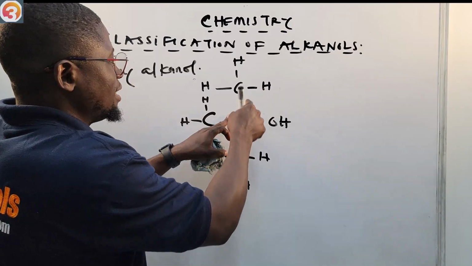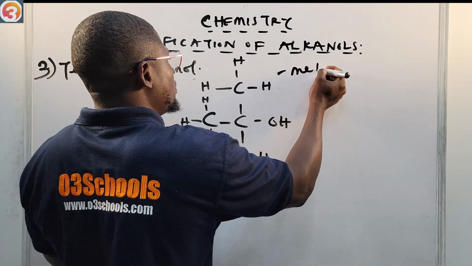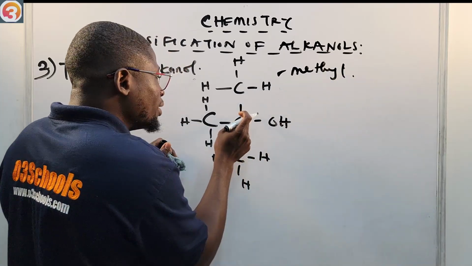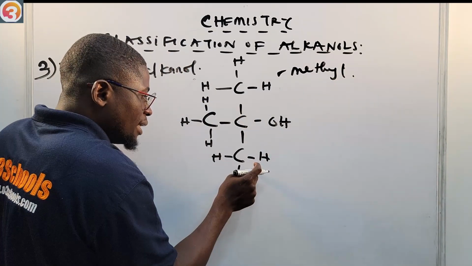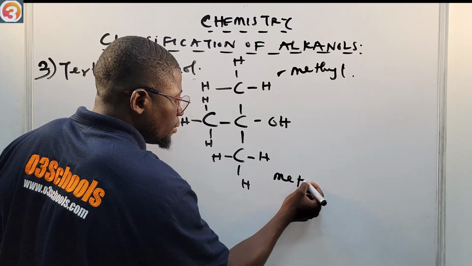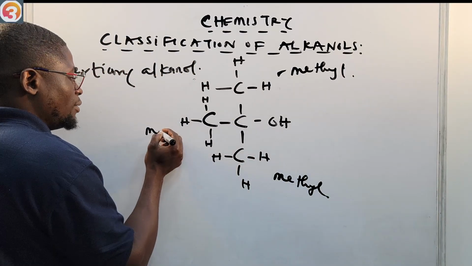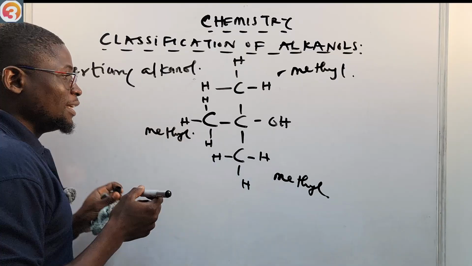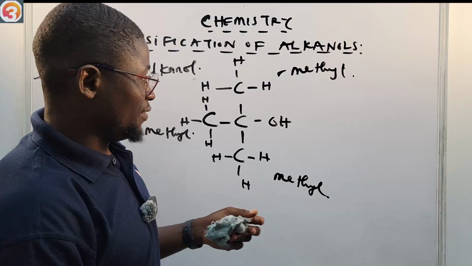All right, you can see there's one alkyl group here because this is CH3, a methyl group, directly bonded to this carbon. Below it, there's also another methyl group. To the left, there's also another methyl group. Like I told you, the alkyl groups may all be the same or they may be different.